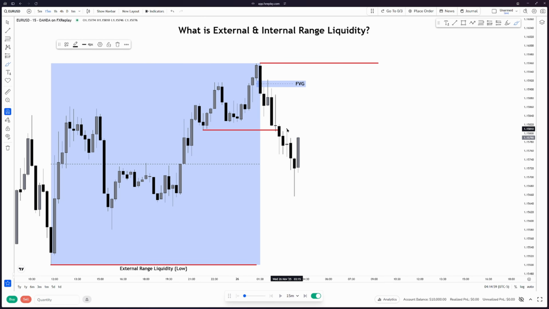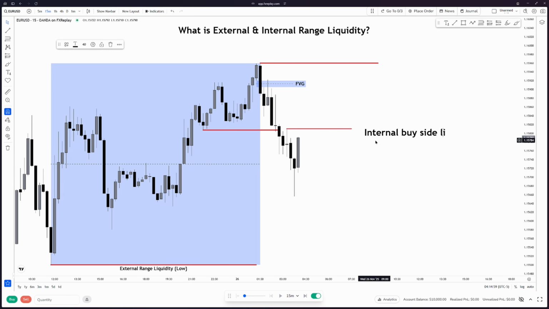Now look at this. Is this a swing high? Yes. If we mark this out, what does it become? It becomes our internal buy-side liquidity. And here's the key. If this high gets swept, we know price will move toward our external sell-side liquidity.